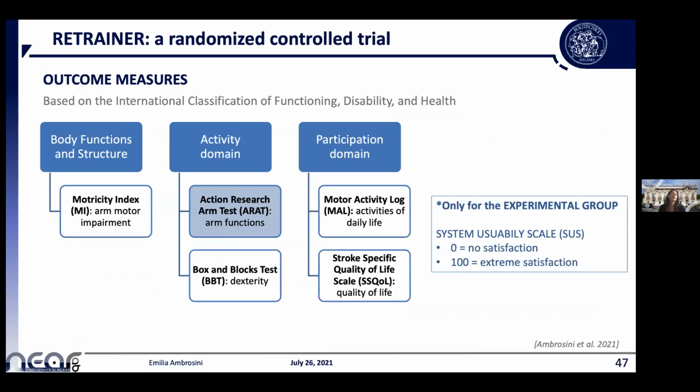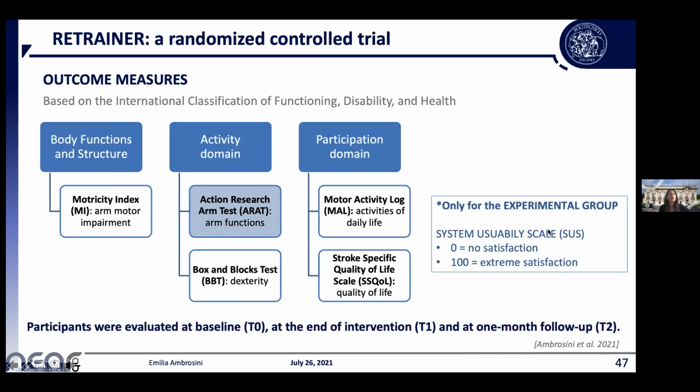These were the outcome measures, classified between body function, activity, and participation domains of the International Classification of Functioning, Disability and Health. The primary outcome was the ARAT, the Action Research Arm Test, to evaluate arm functions. Also, for the experimental group, we measured the usability of the system. Participants were evaluated at baseline, at the end of the intervention, and 1 month after the end of the intervention.